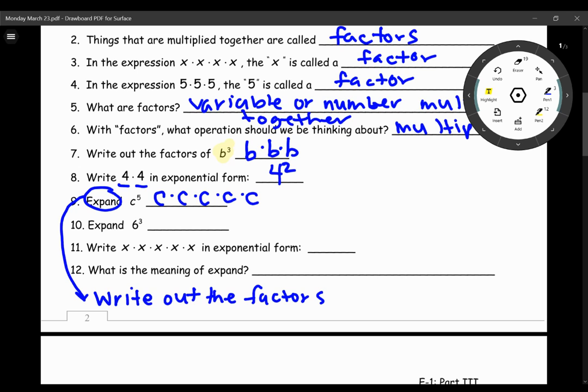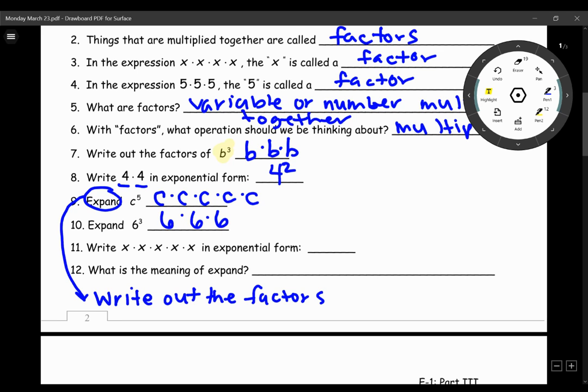Go ahead and pause and see if you can do number 10 on your own. All right, so expand 6 to the power of 3. 6 times 6 times 6. You're probably like, oh my gosh, Miss Lopez, 6 times 6 times 6. But we're going to move on to question number 11.